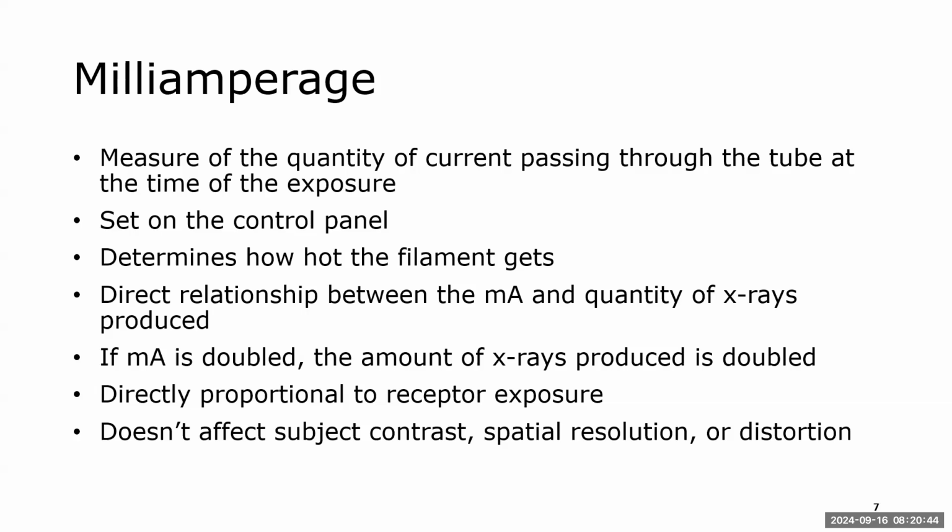Yes. So there is a direct relationship between the MA and the quantity of X-rays that's produced. So direct, meaning if one goes up, the other goes up. So if MA goes up, then the quantity of X-rays produced goes up. It's actually directly proportional. Okay, so if MA is doubled, then that means the amount of X-rays produced would be doubled. That's the direct, means they both go up. Proportional is if they change in the same amount. So if one is doubled, the other is doubled.